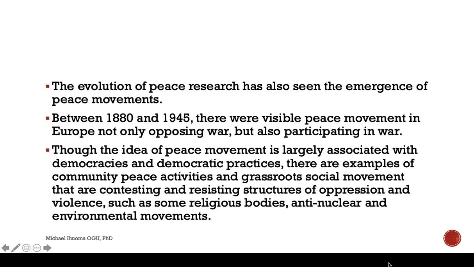So peace movements have also become largely multiplied. They have multiplied over the years beyond just involvement in democratic practices or democratic societies. They have grown, and this growth, of course, has exceeded the 1945 period and even extended to contemporary society as well. All right. So we have looked at the evolution of peace from three perspectives.